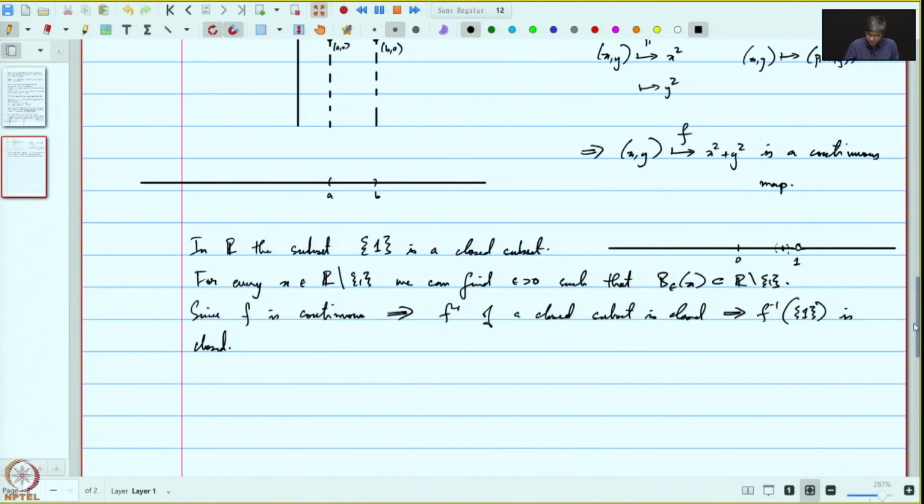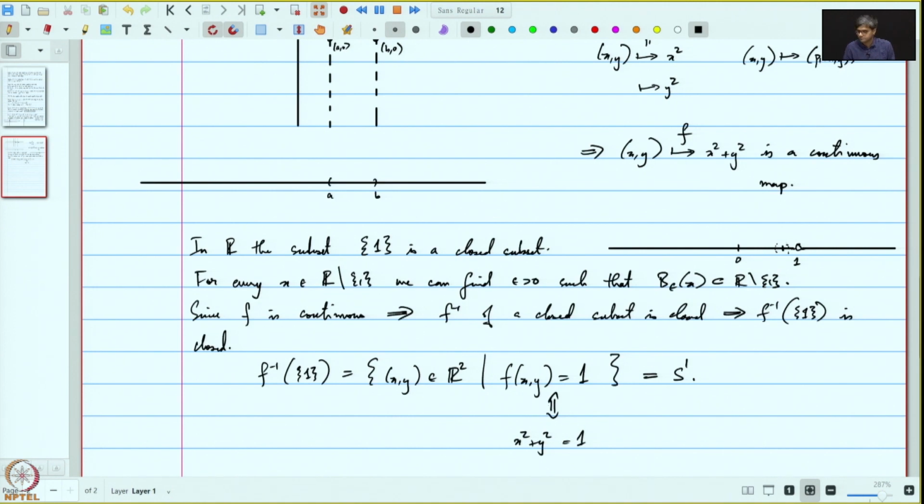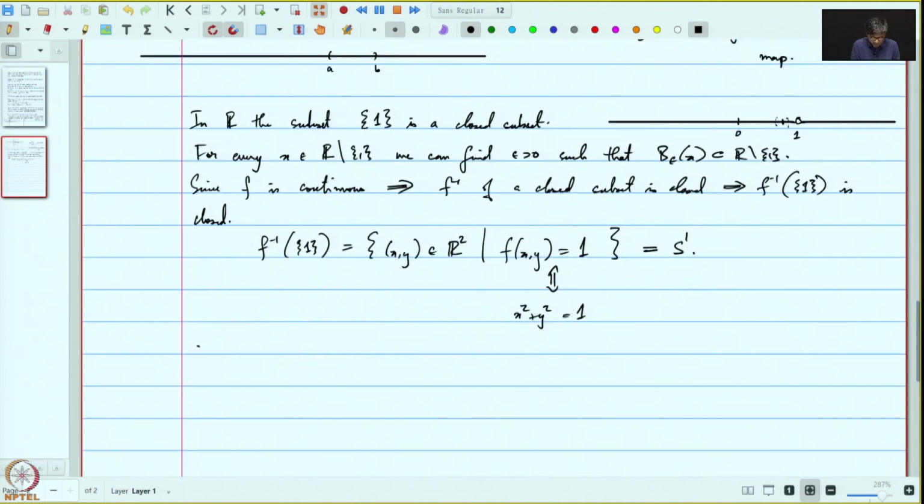Right? But what is f inverse of 1? F inverse of this singleton 1 is exactly those x comma y by definition in R2, such that f of x comma y is equal to 1. This is same as saying that x square plus y square is equal to 1. Right? But this is precisely equal to the set S1. So therefore we see that S1 is a closed subset of R2.